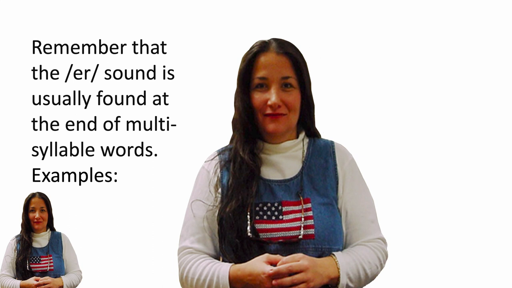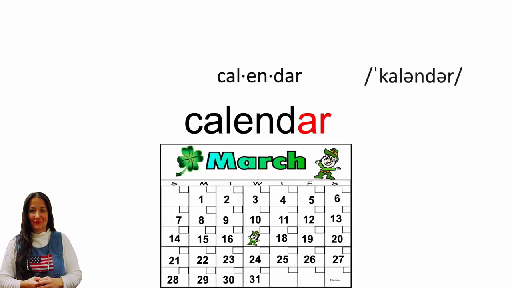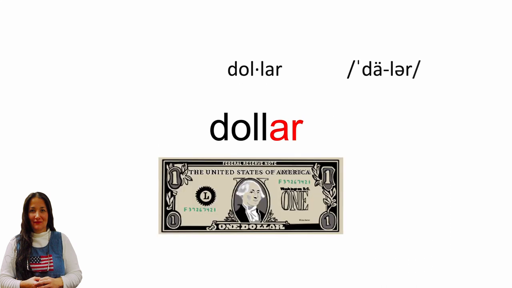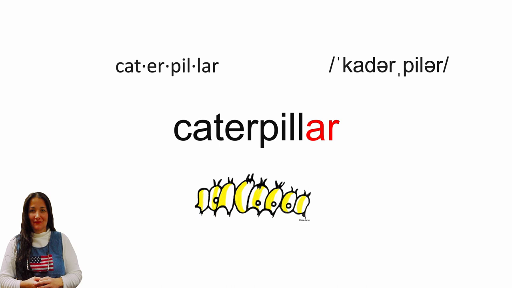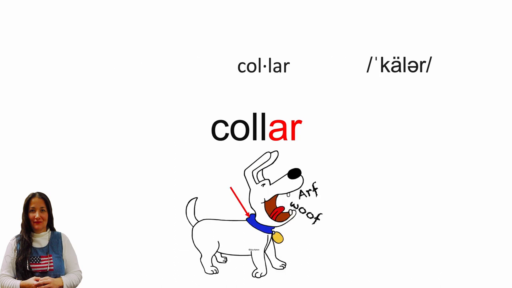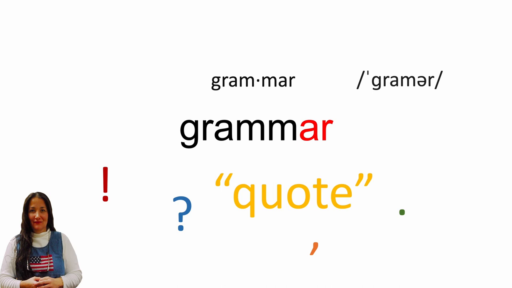Remember that the ER sound is usually found at the end of multiple syllable words. Examples. Calendar. At the end of the word, AR is usually pronounced ER. Dollar. Caterpillar. A caterpillar turns into a butterfly. Collar. The dog is wearing a collar. Grammar. When you write, you put words in order and you use proper punctuation.